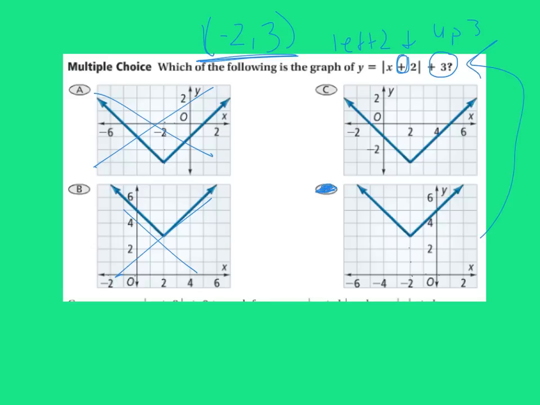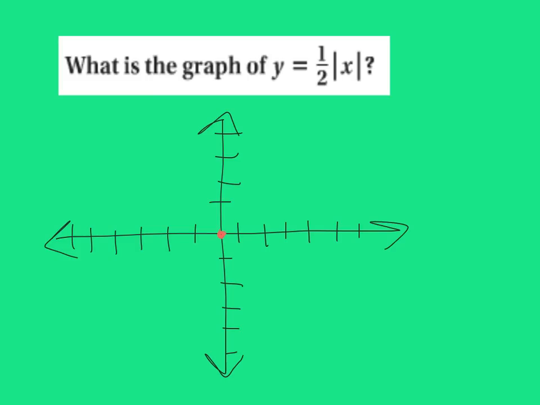Here it says what's the graph of this equation. First I'm going to draw the graph of my parent function. So remember, parent function has the slope of 1 and -1. So on the right hand side it's up 1 over 1, up 1 over 1. And on the left hand side it's up 1 to the left 1, up 1 to the left 1. So this right here is my parent function.